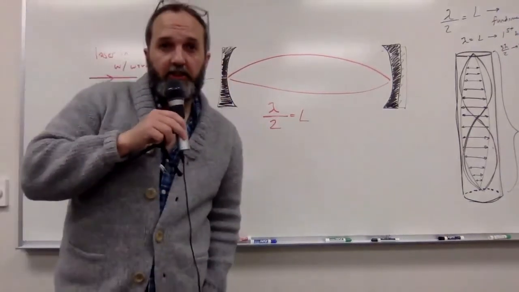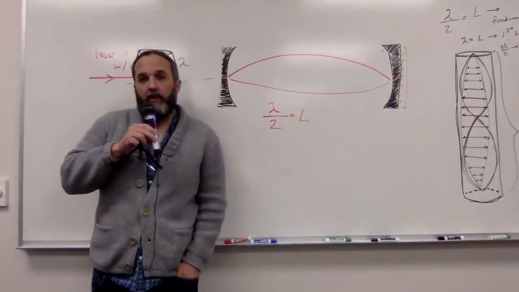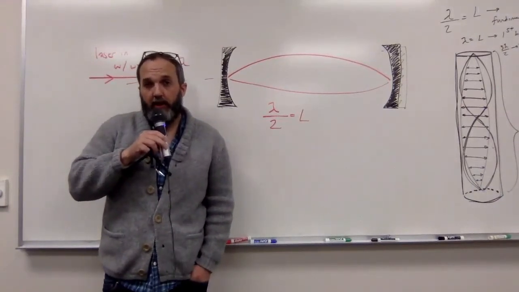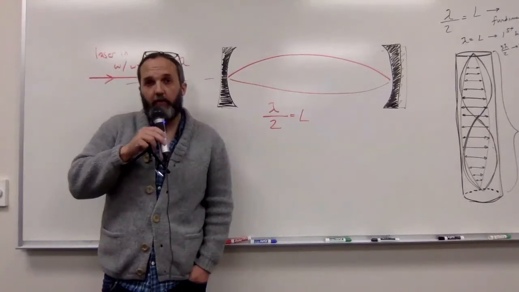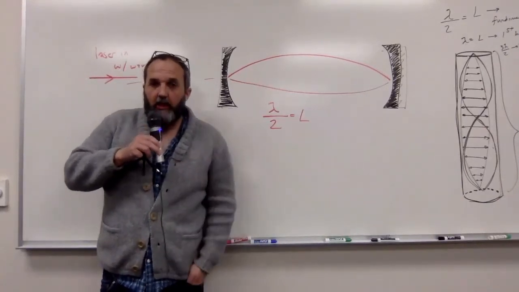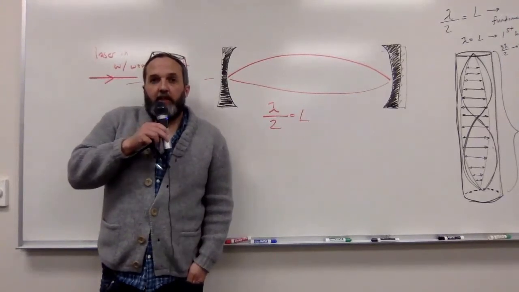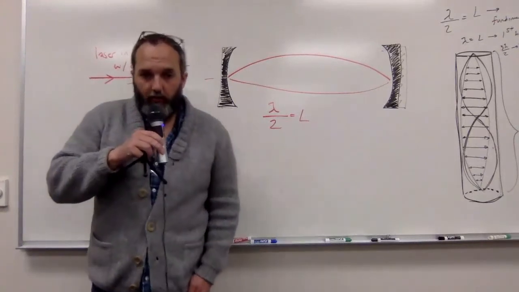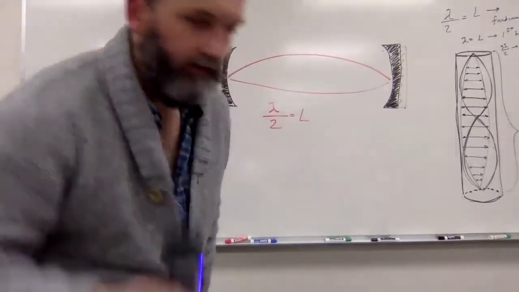So I could have a situation obtain where the cavity is exactly lambda over 2 long, and then I would have a single half wavelength standing wave supported in this structure. But let's think for a second. The wavelength of a HeNe laser is 632.8 nanometers.